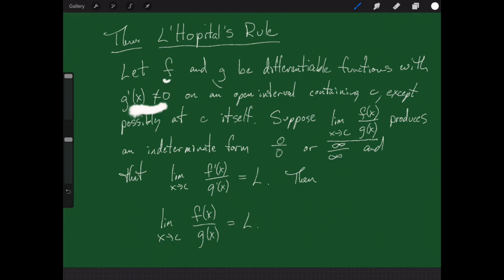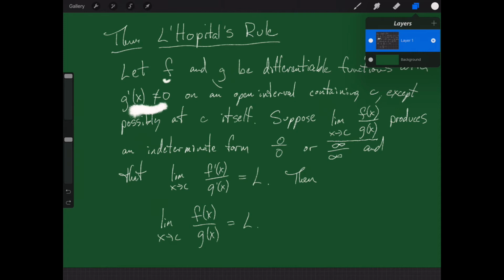Okay, so if we get 0 over 0 or infinity over infinity, and when we take the limit as x goes to c of f prime of x over g prime of x, then we get L. Okay, if that happens, then it just so happens that the limit as x goes to c of f of x over g of x is also equal to L. So if we can find the limit of the derivative of the top over the derivative of the bottom, then we can find the limit of the original. And that's what we call L'Hopital's rule. And it's pretty powerful. And let me show you how we use something like this.